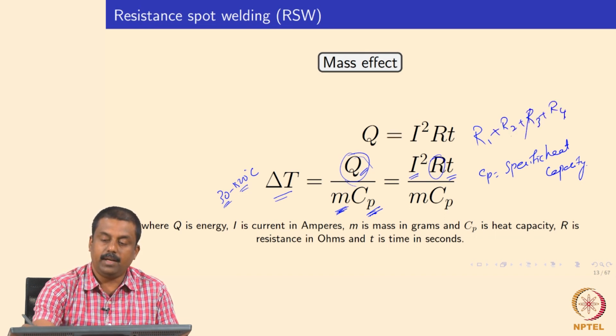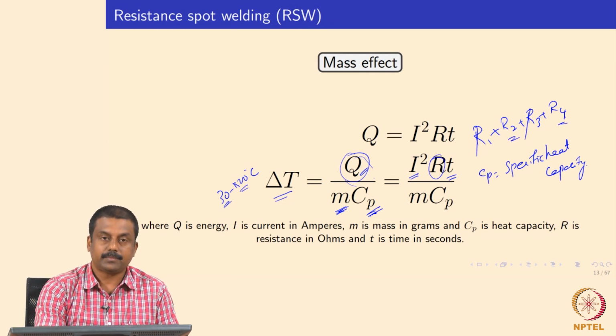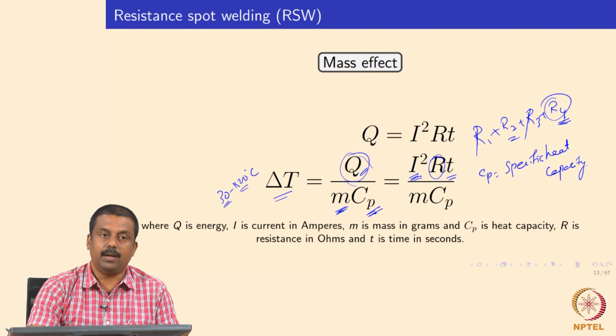So ideally you can neglect these two, and if you know the R2 and R4, we can calculate Q. For a given mass M of material with Cp, if you want to increase the temperature from 30 to 1500 degrees centigrade, we can calculate how much Q we need. From there we can calculate how much amperage you typically need if you know the R4, or if you send so much amperage, you can also calculate the value of R4, the total resistance. So that is the mass effect we generally consider.